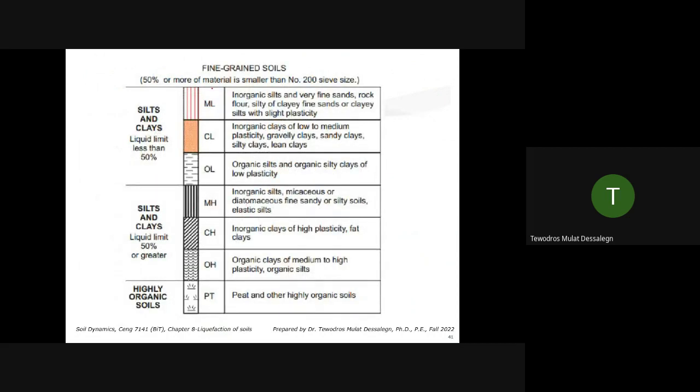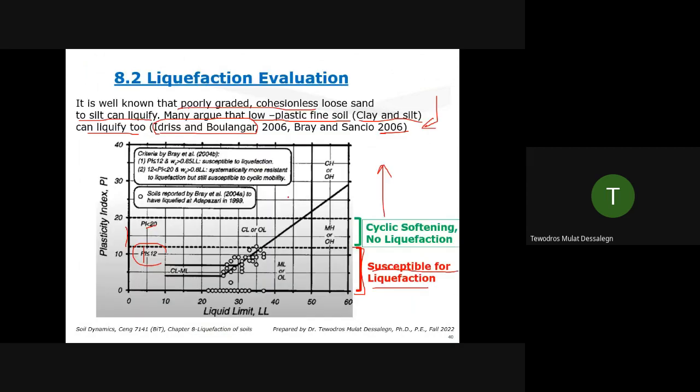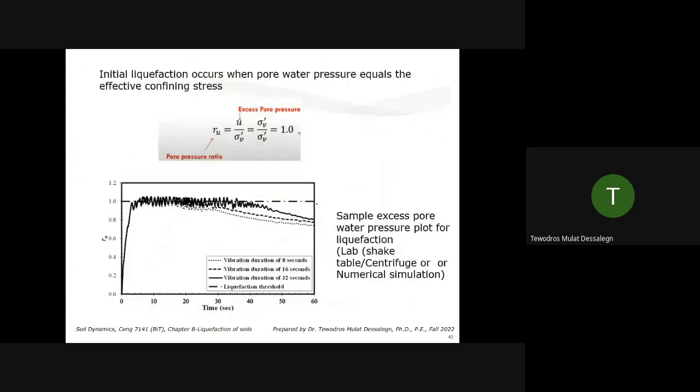This is just a definition of those soils, ML, CL, the silts and clays from the previous chart. You can go through it. Initial liquefaction occurs when pore water pressure equals the effective confining stress. Now let's go a little deeper into evaluation of liquefaction. There are equations that you can use to show if liquefaction is going to occur or not.